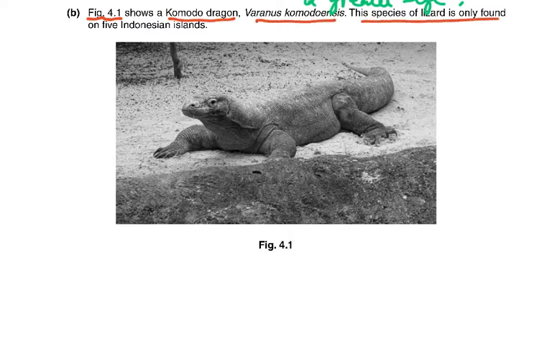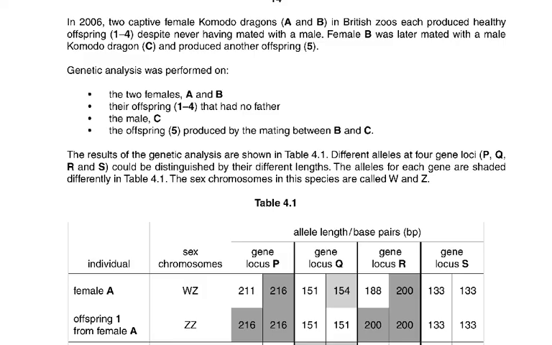This species of lizard is only found on 5 Indonesian islands. Read the question carefully and comprehend it. It's a dragon; the picture is given to you, and it's a lizard. Then in 2006, two captive female Komodo dragons, A and B, so these are the parents, in British zoos, each produce healthy offspring 1 to 4.